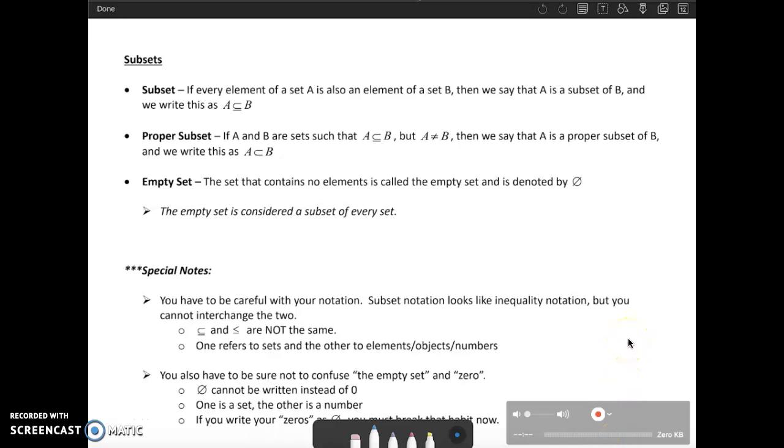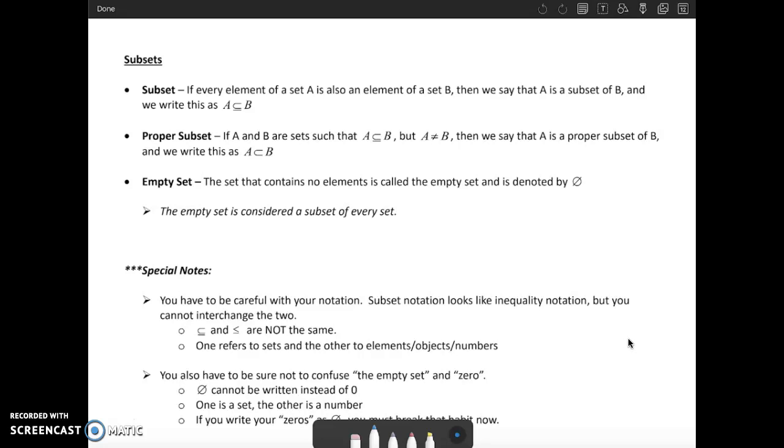Okay, let's talk about subsets. A subset is defined this way: if every element of a set A is also an element of set B, then we can say that A is a subset of B. And we write this with the subset symbol. It's A, and then it almost looks like a less than or equal to sign, except it's curved. So that's the subset symbol. That says A is a subset of B.